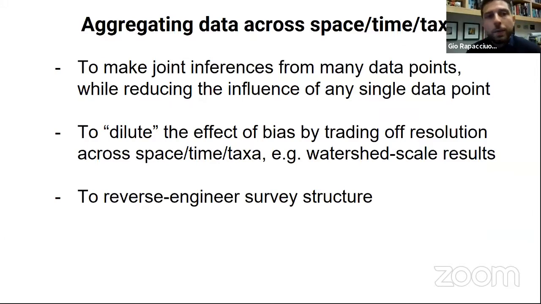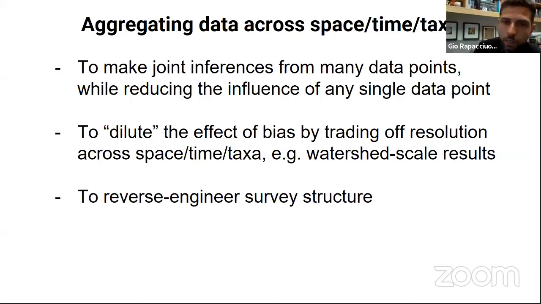The second step is actually to aggregate data across space, time, and taxa. And essentially what that is doing is making joint inferences or summaries based on many, many data points, whilst reducing the influence of any single data point on your conclusion. So that way you're hoping to dilute the effect of bias by trading off resolution across space, time, and taxa.